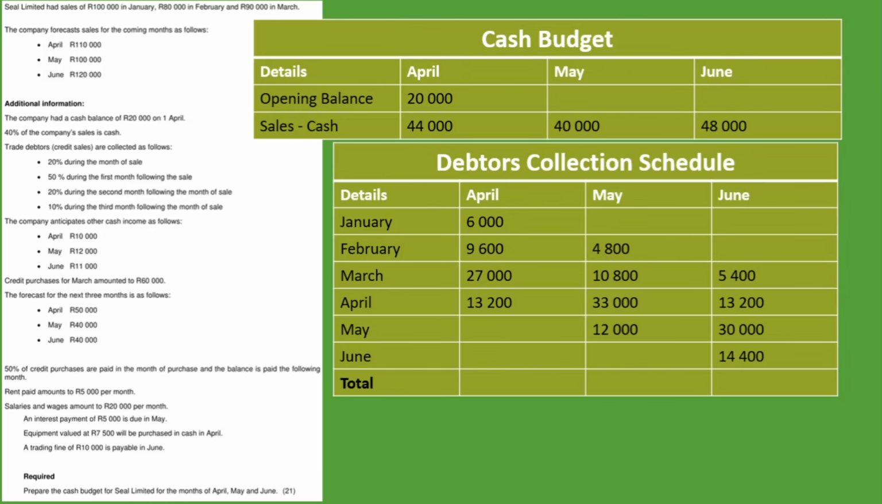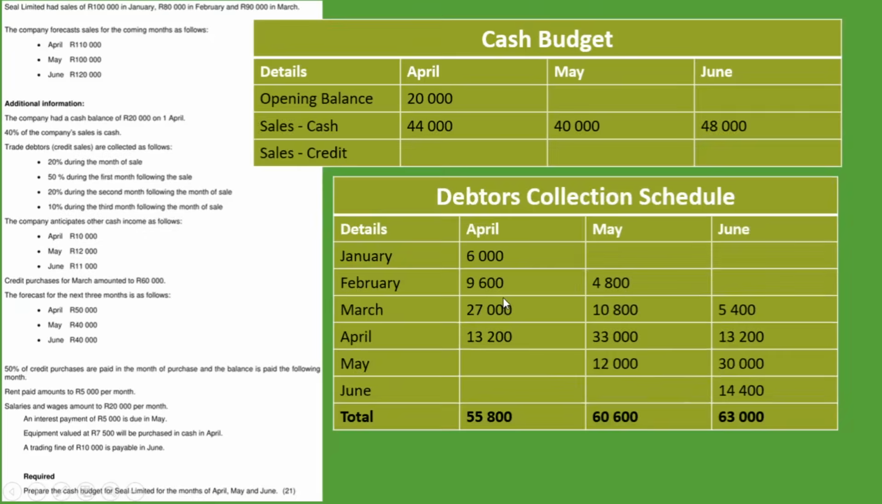So we are done with the debtors collection schedule, or the credit collections, for the months of April, May, and June. Now what we have to do is total them up. So we know that these are the cash inflows from credit sales that will be collected in the 3 months. So what we have to do is put it in our cash budget. So we're going to take the cash inflows from the debtors collection schedule and put it in our cash budget. So we're going to put sales credit so that we know that this is from the credit collections.